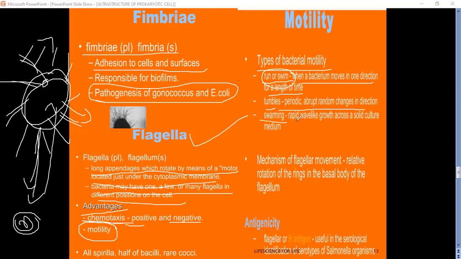And swarming, rapid wave-like growth across a solid culture. If it is a growth medium, there is a rapid growth on the medium. That swarm-like structure is called swarming.